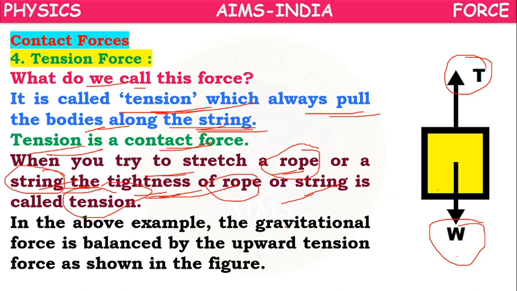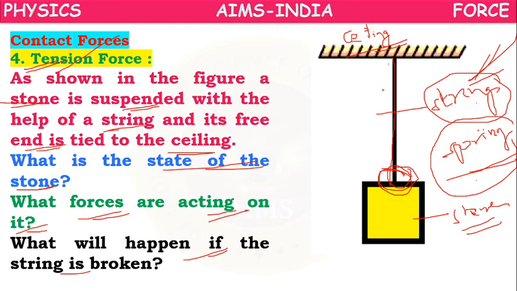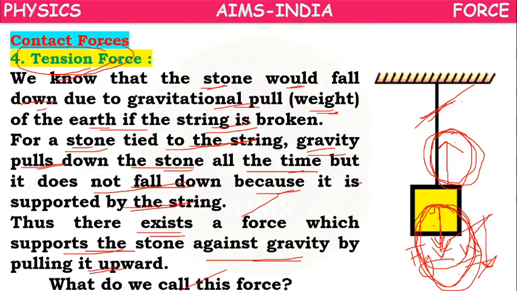So here in this example, the gravitational force Fg or weight W is balanced by the upward tension force, as shown in the figure. Both of them are balanced. Weight equals tension, but if one value is positive, the other value will be negative. But the net force will be 0. So that's why we can say that this stone is in equilibrium state, because the net force is 0.